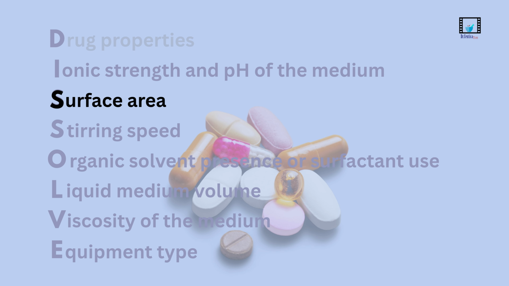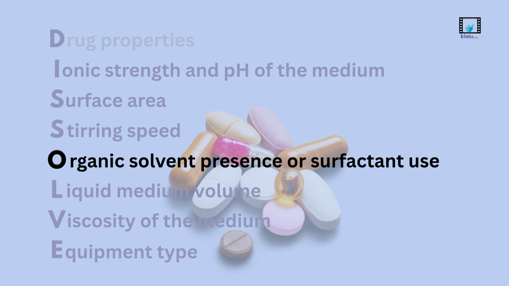The second S is the stirring speed. We discussed that agitation maintains uniform concentration in the bulk medium and helps reduce the thickness of the stagnant diffusion layer, h. O is the organic solvent presence or surfactant use. For poorly soluble drugs, small amounts of co-solvents or surfactants improve wettability and maintain sink conditions, ensuring continuous dissolution.